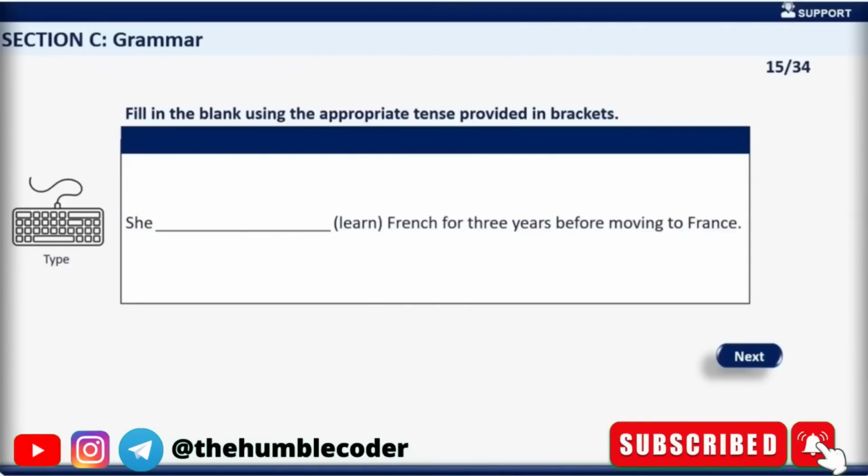Let's move on to the next question. Fill in the blanks with the appropriate tense that is provided. So we have a word and we have to use that word in the correct tense. The question is: she dash French for 3 years before moving to France. The word is learn. The correct answer for this question is going to be: she had been learning. She had been learning French for 3 years before moving to France.